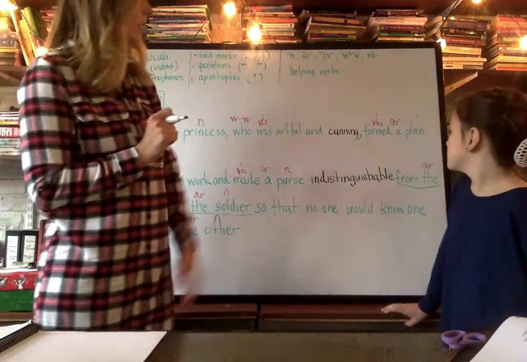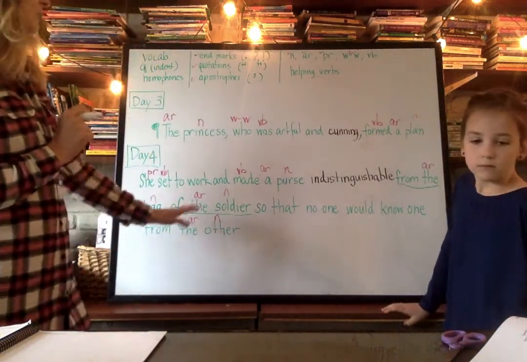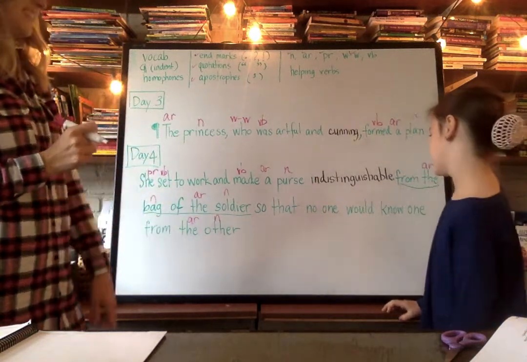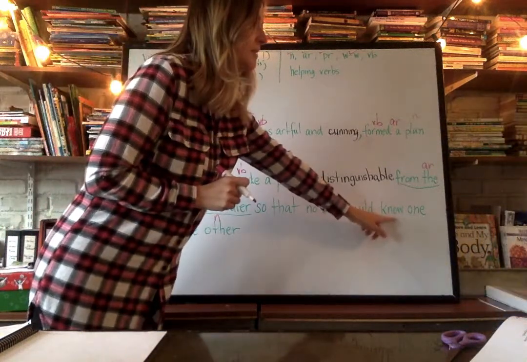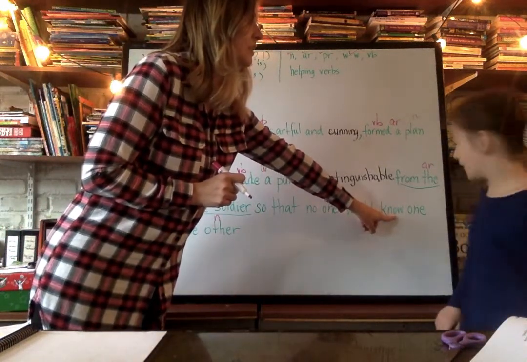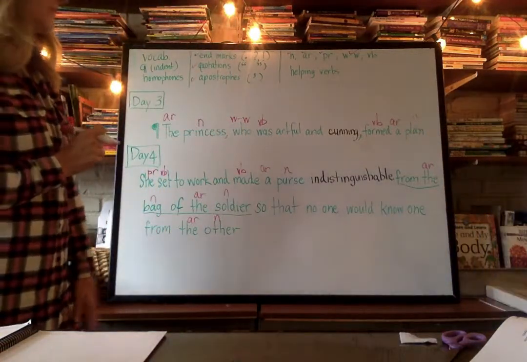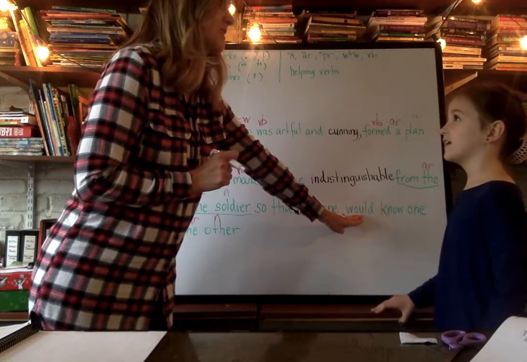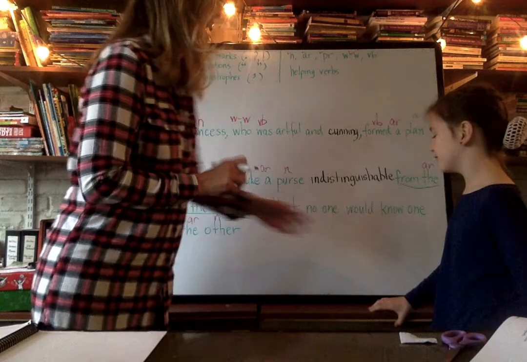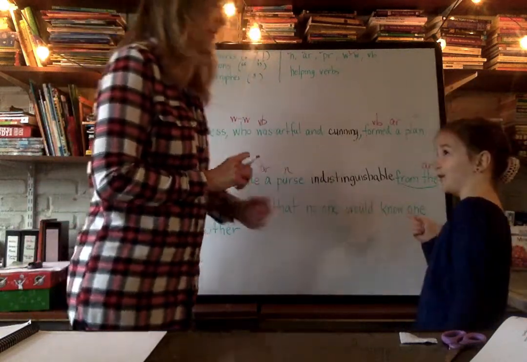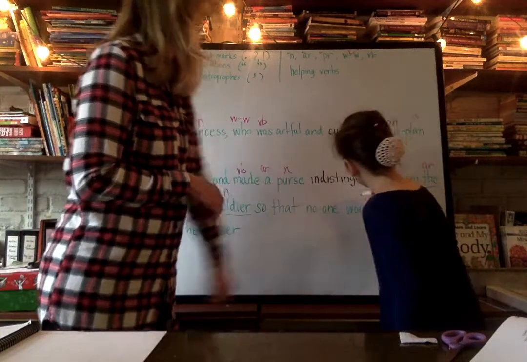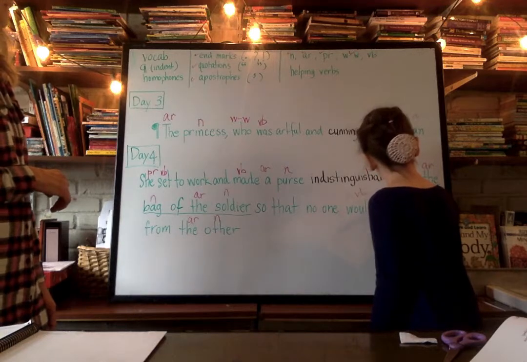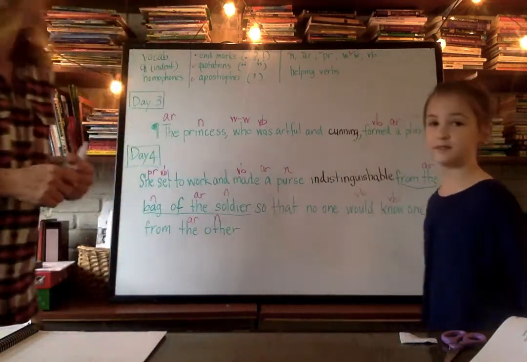She set to work and made a purse indistinguishable from the bag of the soldiers so that no one would know one from the other, okay? So what does she not want them to be doing? She doesn't want them to be knowing, to know. And right here we have what kind of verb? What part of speech is that? A verb. Helping verb, because it helps the verb know. Very good. So write VB over would and over know. Good job. Very good. So that no one would know one from the other.